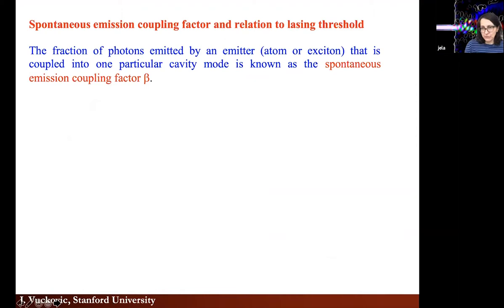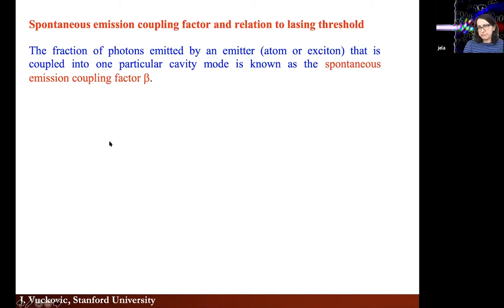And a lot of these emitters or quantum wells, of course, operate at room temperature. So the first thing that I'd like to say is the relation between lasing threshold and spontaneous emission rate enhancement. And in order to explain that, I have to introduce something called the spontaneous emission coupling factor, or beta factor.